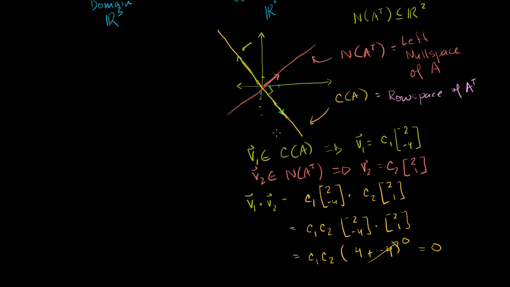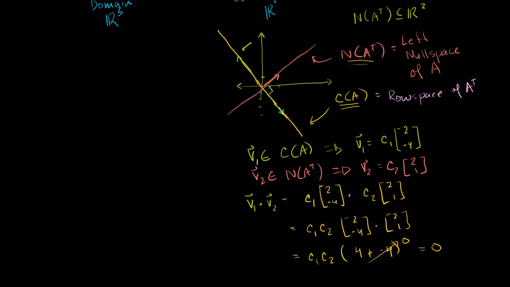It actually turns out this is always going to be the case, that the orthogonal complement of the column space of a matrix is the left null space, or the null space of its transpose. I'll prove that probably in the next video, or the video after that. But you can see it visually for this example.